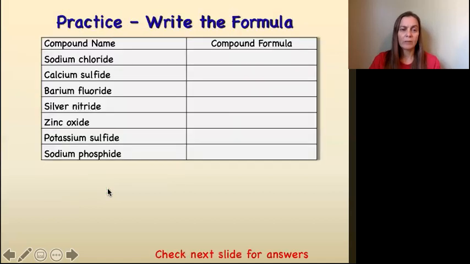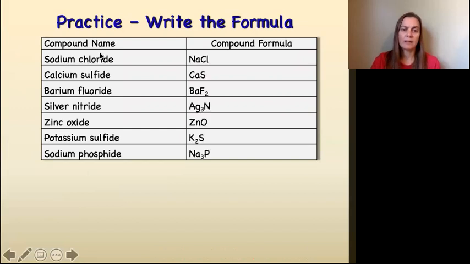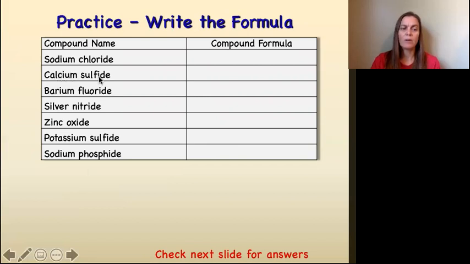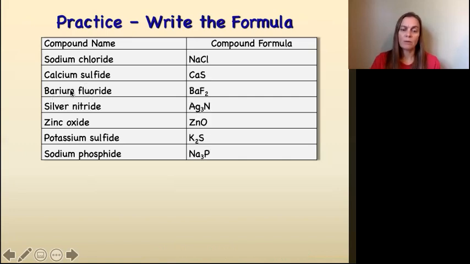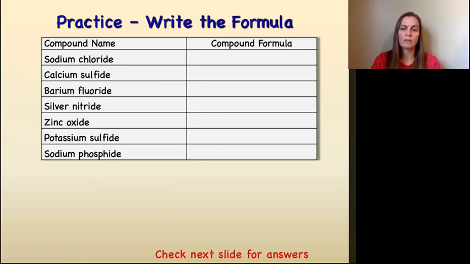And once again, we're going to practice. So we have sodium chloride. So I know that sodium is a +1, chloride is a -1. So I need 1 of each. So I'm going to write NaCl. And calcium sulfide, I know that calcium is a +2, sulfide is a -2. So again, I just need 1 of each. So I'm going to write CaS. With barium fluoride, I know that barium is a +2, fluoride is a -1, so I need a subscript 2 on my fluoride ion, so BaF subscript 2.